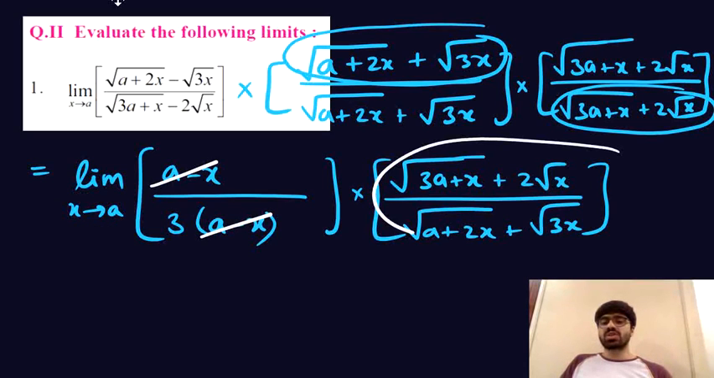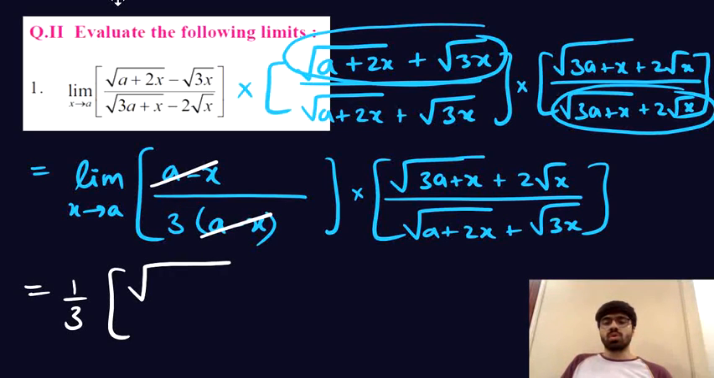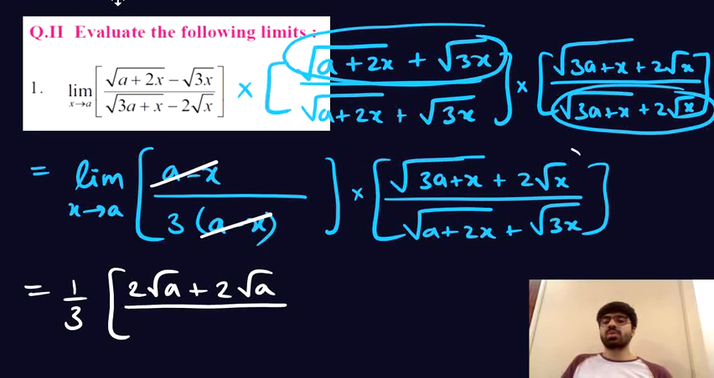and when we put the value of x as a in the expression right here, we will be left with 1 upon 3 into root over 3a plus a, that will be root over 4a, and that gives you 2 root a, plus the second term is also 2 root a only, I mean, it was 2 root x, but you're putting x as a. And here we will have root over a plus 2a, that is root over 3a. So that's like, okay, no, it's root over 3a only, plus root over 3a.